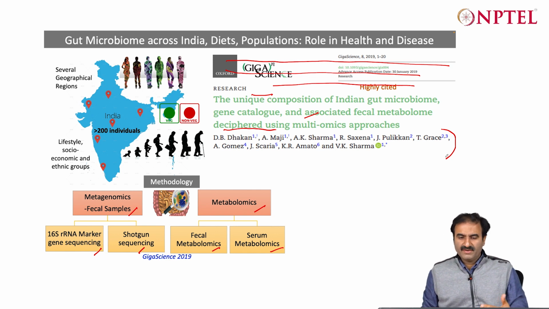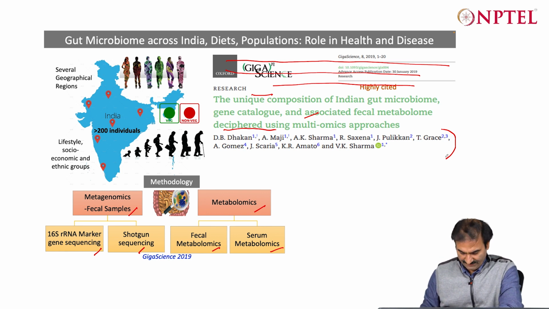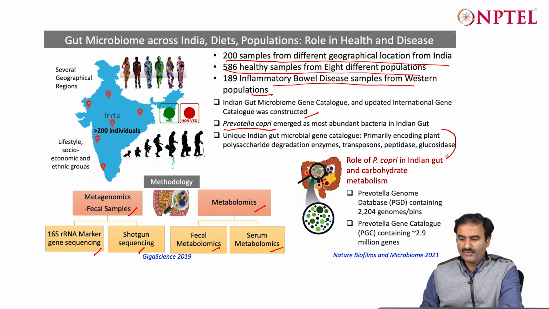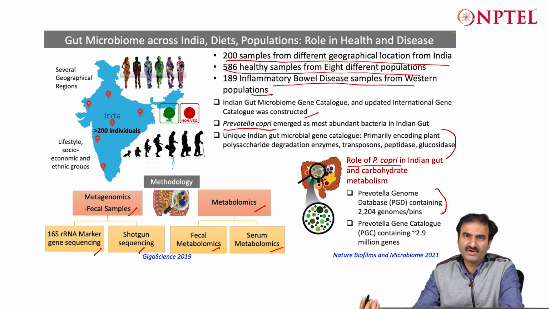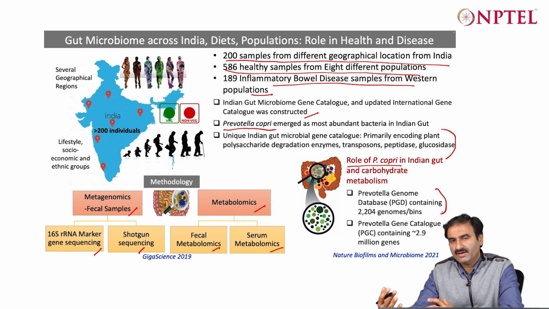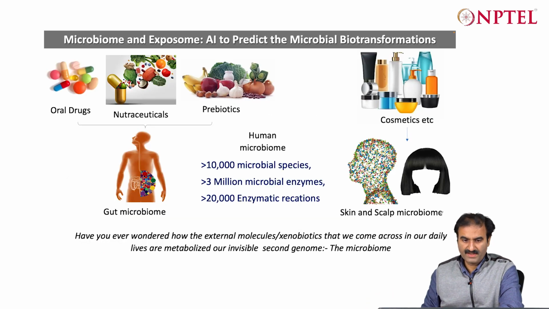So this work was published in this paper, and this is one of the very highly cited works from India, right? So once we have known that Prevotella copri is the important microbe from the Indian gut, you can further go for building a database of this Prevotella copri or Prevotella genomes as such, the genus, and then analyze their role in carbohydrate metabolism, right?